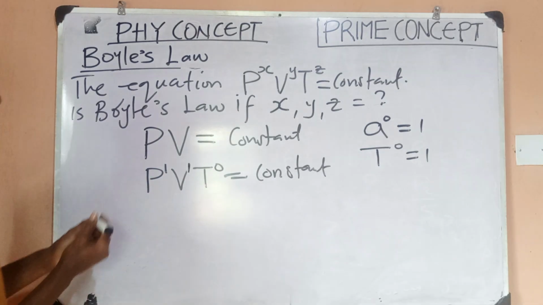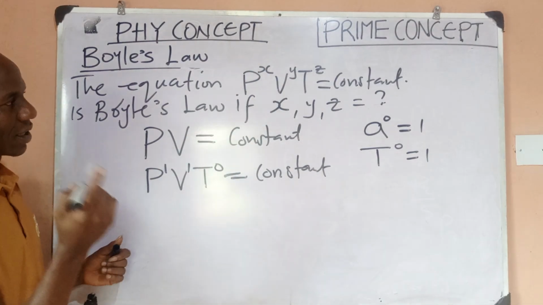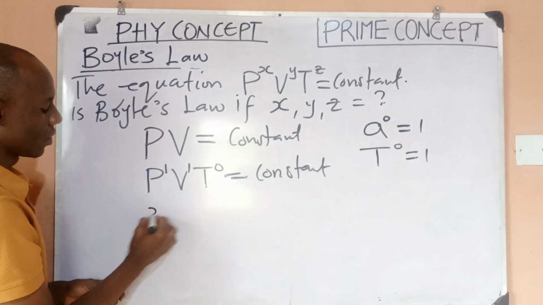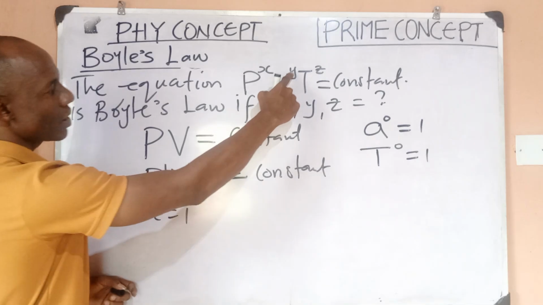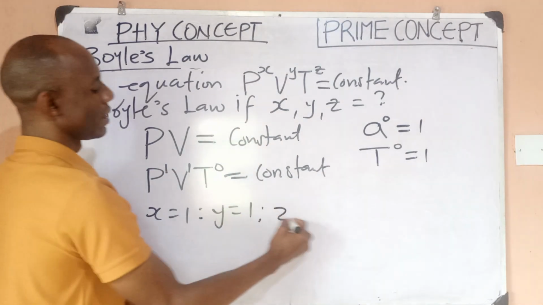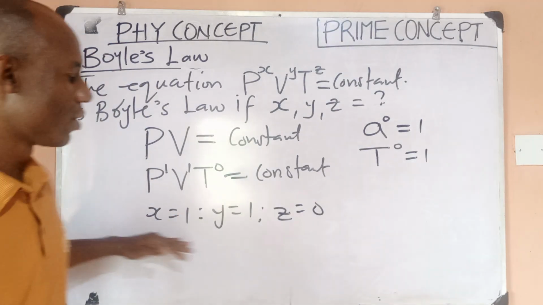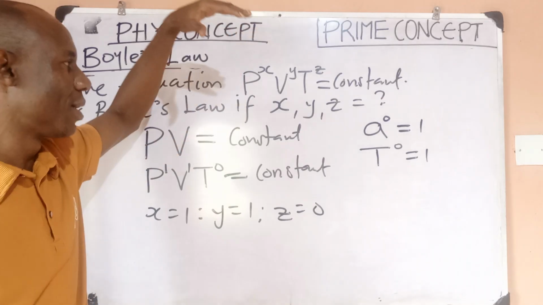So now looking at this and comparing this to this standard form, quickly, what can we tell? You can quickly tell that x is what? 1. So x is 1. That is the power on P, which is 1. y is 1 also, and then z is what? Is 0. So these are the values of x, y, and z, so that this would represent Boyle's law.